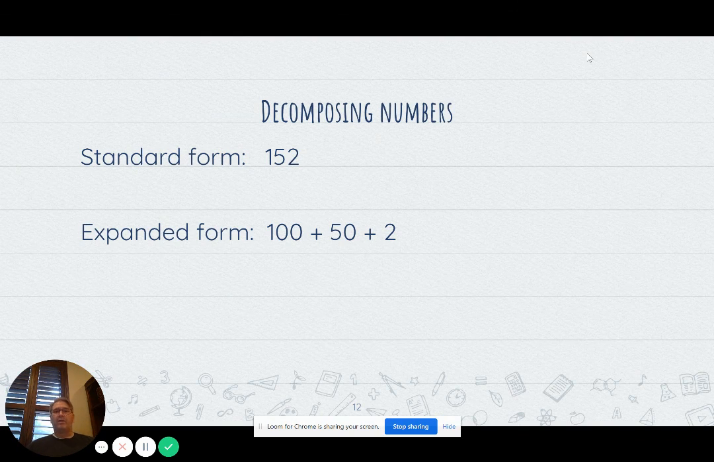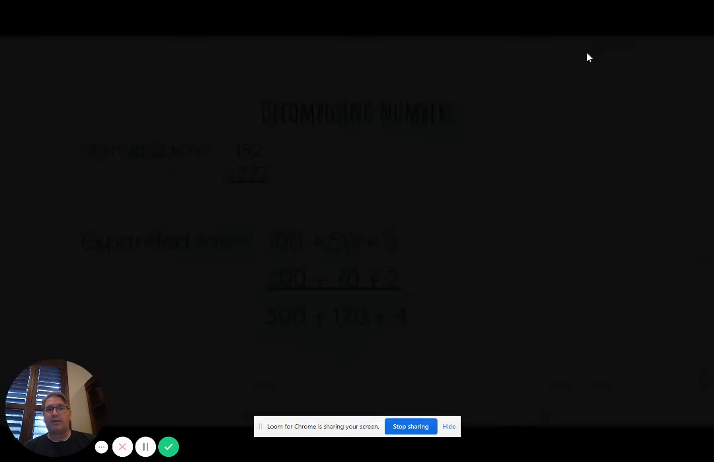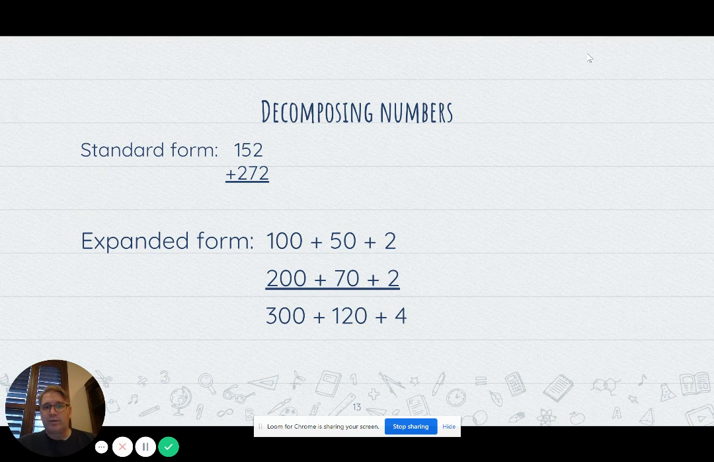In our last video, I showed an example of adding numbers using expanded form. A comment came to me that when I did that, there was no regrouping in that problem. So what would happen if we had to regroup when we're trying to add in expanded form? I thought I'd just show very quickly. Here's another number, 152 in standard form. If we expand that number out to its place values, we have 100 plus 50 plus 2. Let's add 272 to that number.